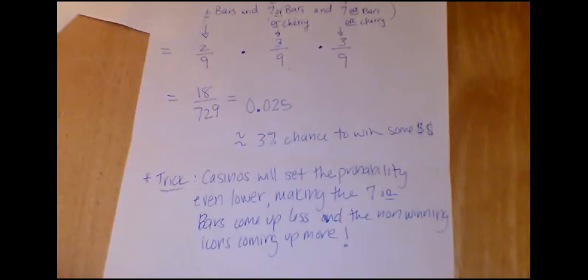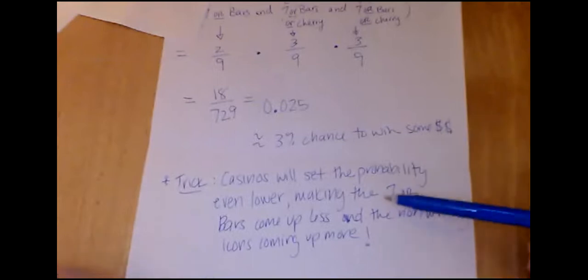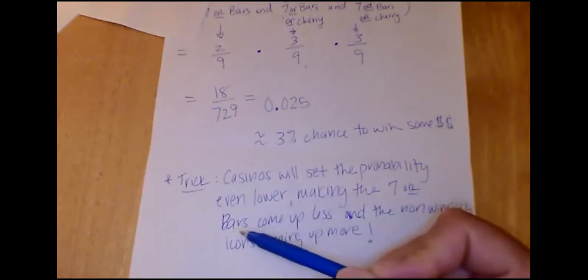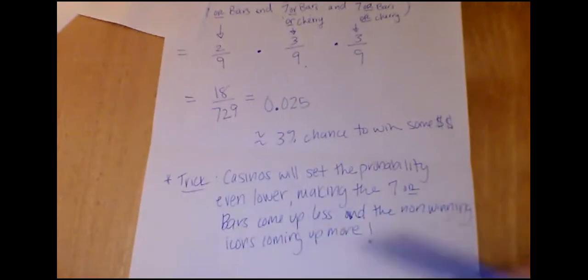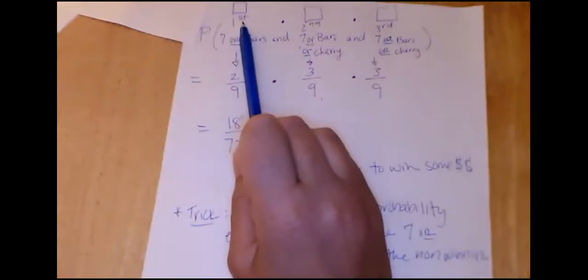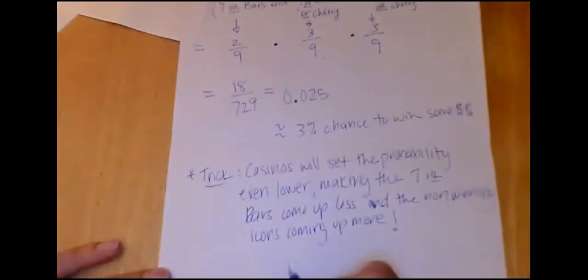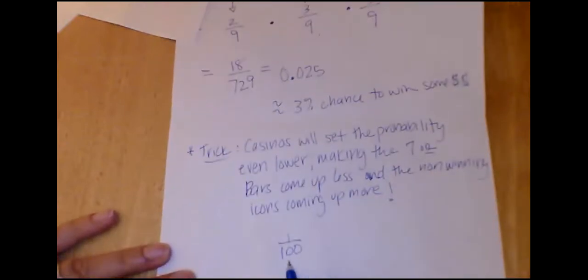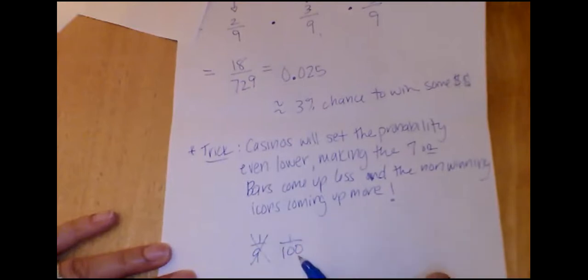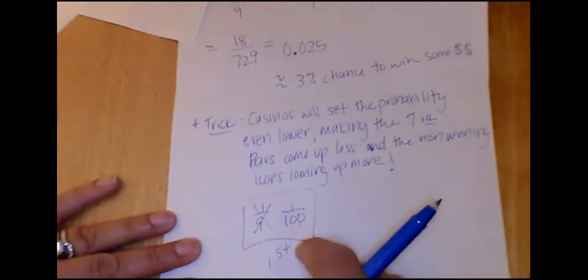So here's the trick that the casinos use. Now, probability of winning the jackpot, very low. Probability of even doing combinations, very low. But the casinos will set the probability even lower, making the 7 or the bars come up less, and the non-winning icons come up more. So they might set the 7 to come up on that first one maybe 1 in 100 times, not just 1 in 9. They might set it to 1 in 100, just on that very first slot there.